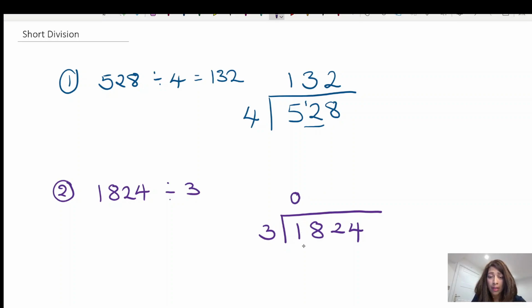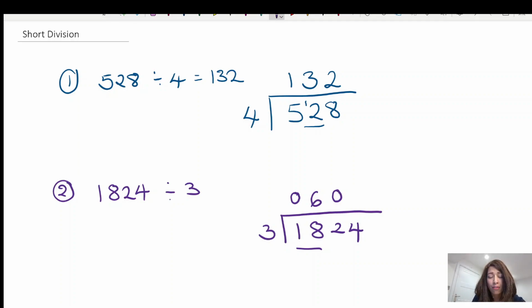So we now look at 18. How many 3s are in 18? And the answer is 6. 6 times 3 is 18, so there's no remainders. Move on to the next number. How many 3s are in the number 2? And the answer again is 0, because 2 is smaller than 3.